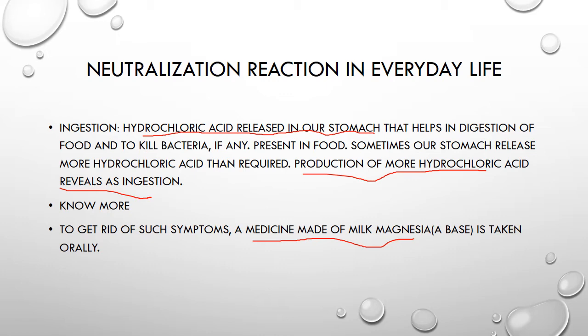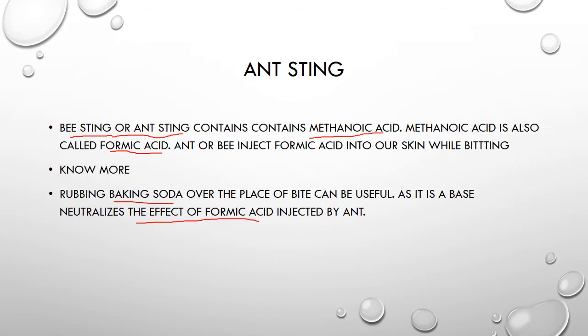And what else? There are many everyday examples. Bee sting or ant sting. It's a sting where an ant bites us and it's very harmful, which contains methanoic acid. Methanoic acid is an important word, it is also called formic acid. An ant or a bee injects formic acid into our skin while biting, and rubbing baking soda over the place of the bite can be useful as it is a base. It neutralizes the effect of the formic acid.